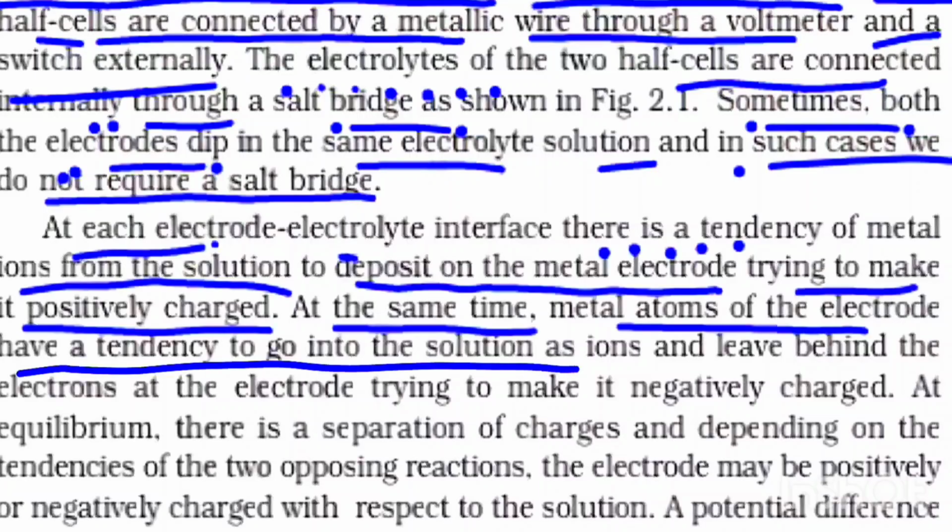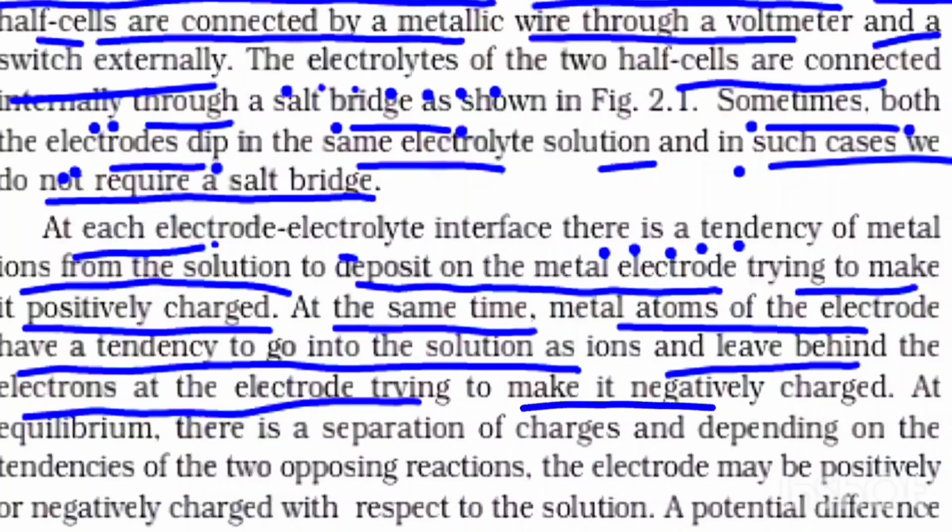Sometimes both electrodes dip in the same electrolyte solution, and in such cases we do not require a salt bridge. At each electrode-electrolyte interface, there is a tendency of metal ions from the solution to deposit on the metal electrode, trying to make it positively charged. At the same time, metal atoms of the electrode have a tendency to go into the solution as ions and leave behind electrons on the electrode, trying to make it negatively charged.